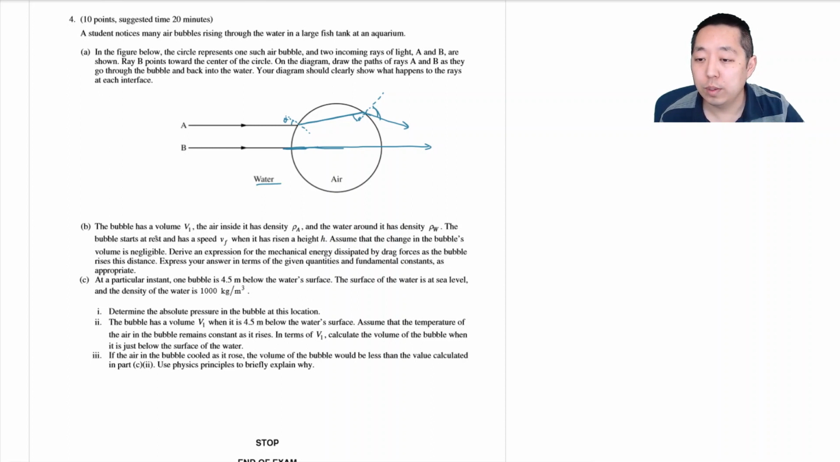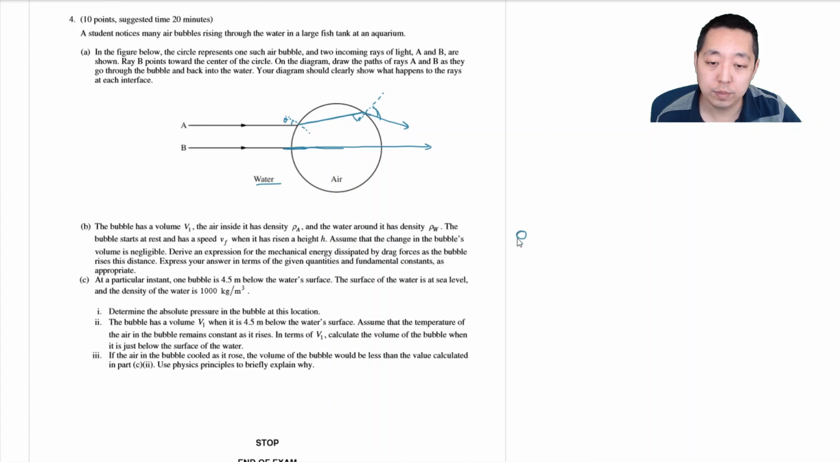Okay. So the bubble has volume V1, the air inside has density rho A, and the water around it has density rho W. The bubble starts at rest, has a speed Vf, and has risen a height h. Assume the change in the bubble's volume is negligible. Derive an expression for the mechanical energy dissipated by drag forces as the bubble rises this distance, and express your answer in terms of the given quantities and fundamental constants as appropriate.